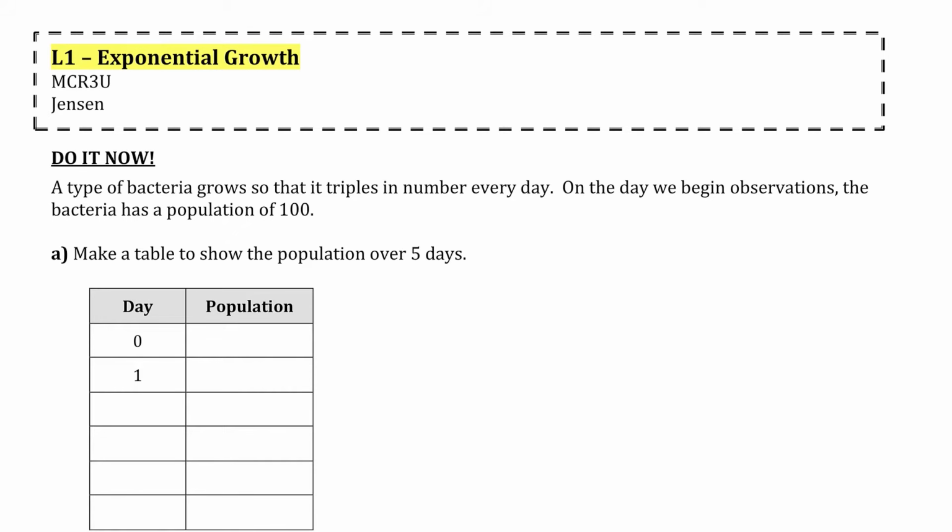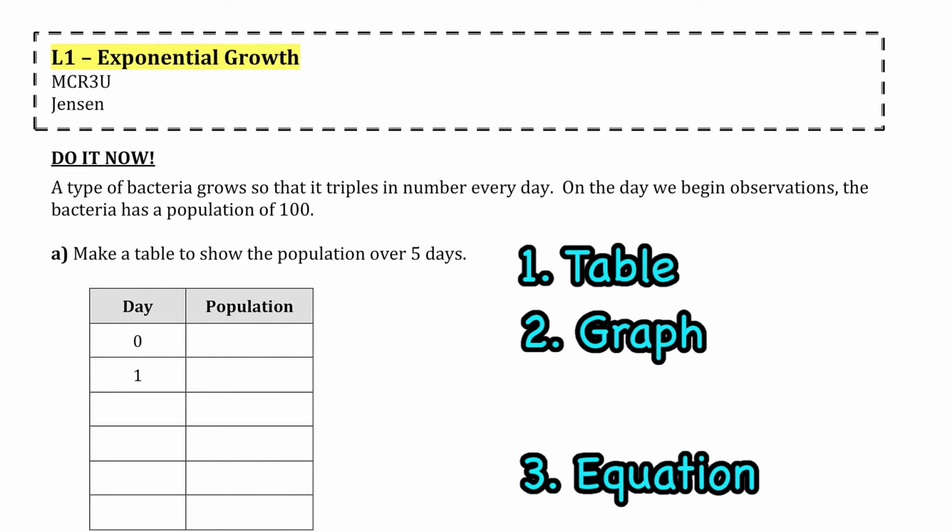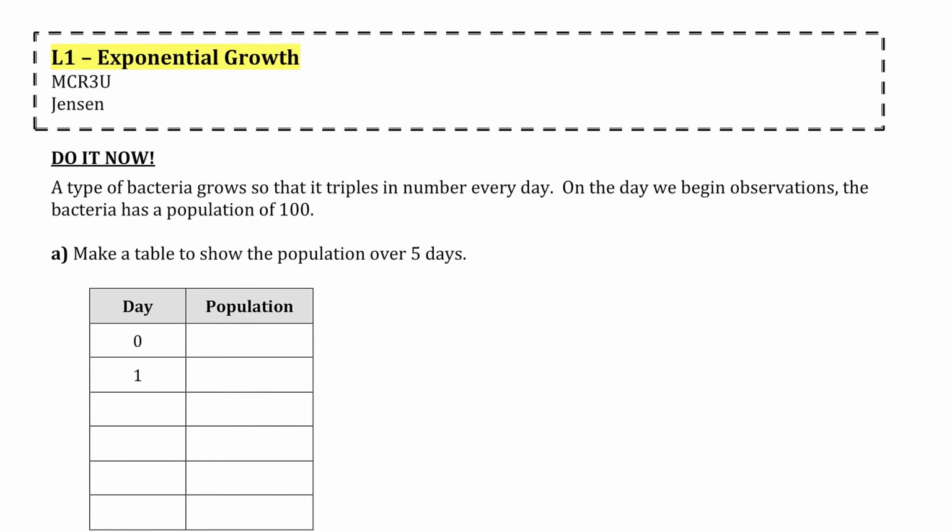There are three main ways we can show the relationship between two variables. We can do it with a table, a graph, and an equation. So I'll take you through for this relationship how we can do those three things, and then you'll get familiar with how we can do it for any general exponential relationship.